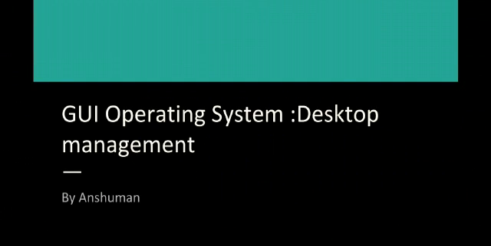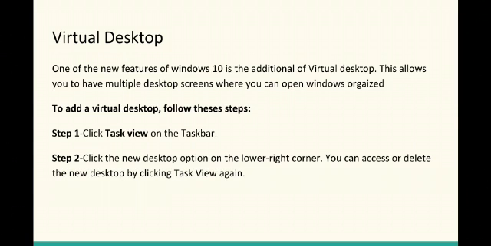In this session, we will discuss the chapter GUI, operating system, and desktop management. In this chapter, we will discuss the operating system, the objective and function of the operating system, Windows 10 navigation and the start menu, setting date and time, and so on. In this first presentation, I have already discussed the operating system, its objectives, and GUI basics. Now I am going to discuss the next topic of this chapter, that is virtual desktop.